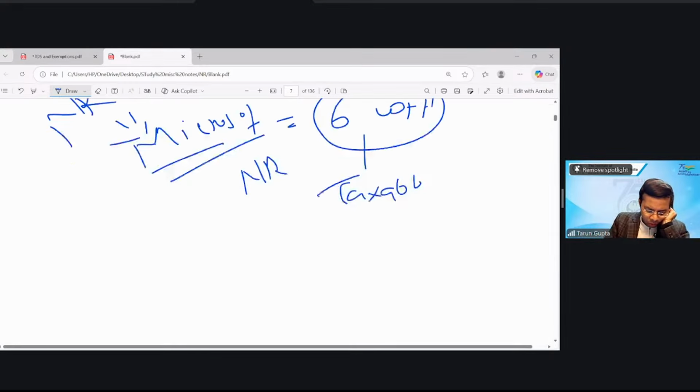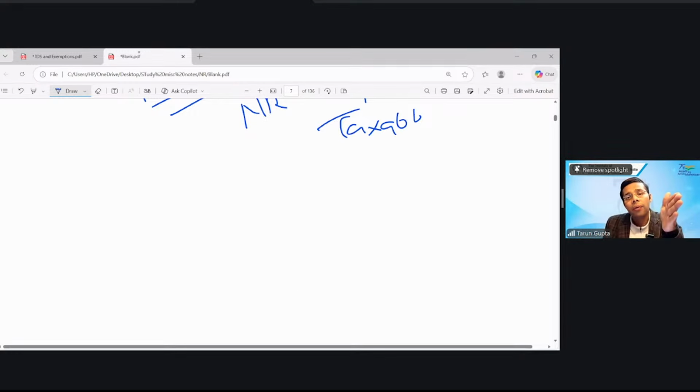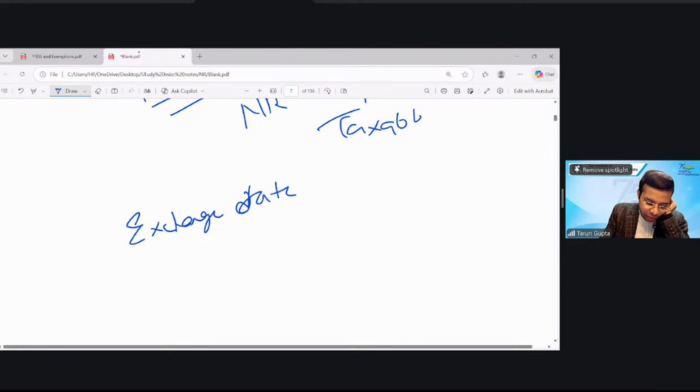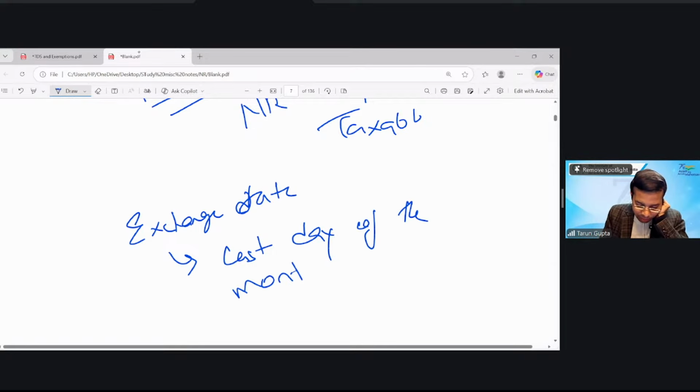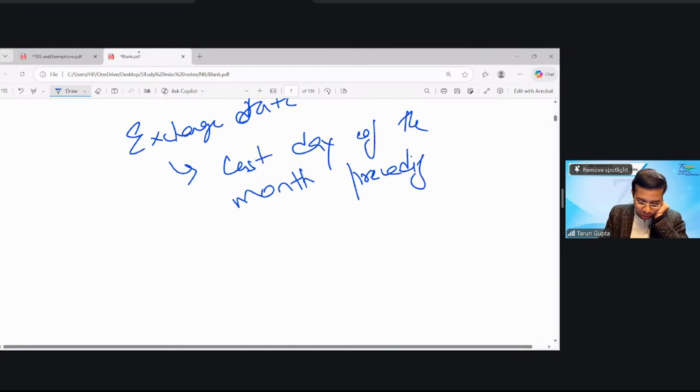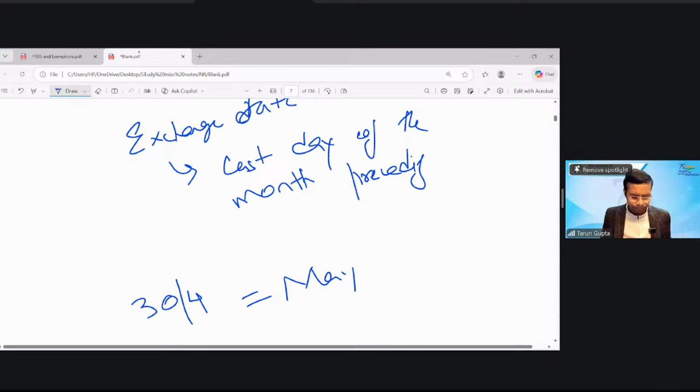What the law says is you will convert the foreign currency into INR by applying the exchange rate of which date? Exchange rate of the last day of the month immediately preceding the month in which the salary becomes taxable, was paid or accrued. So if the salary is paid in the month of May, then I will convert this salary into INR using the exchange rate as applicable on 30th April. 1 month before. You with me?